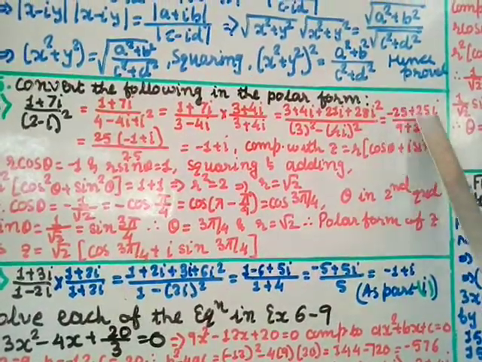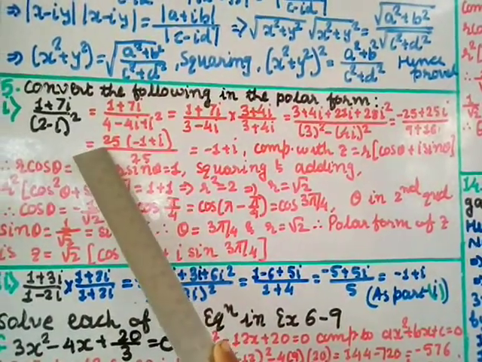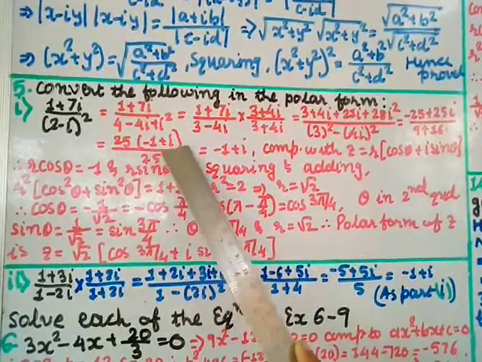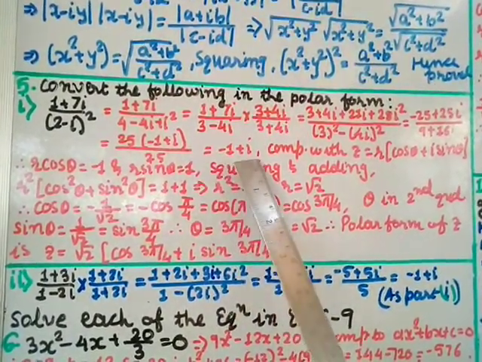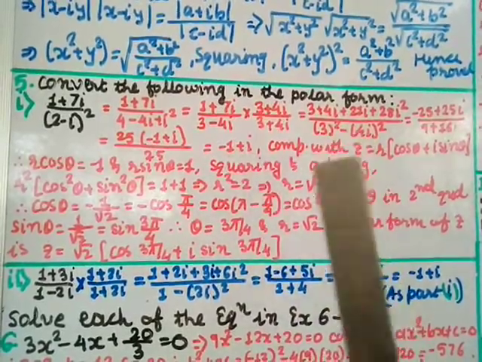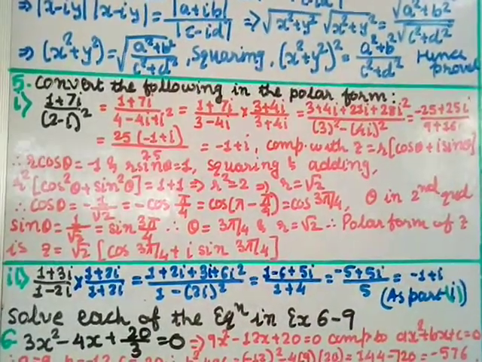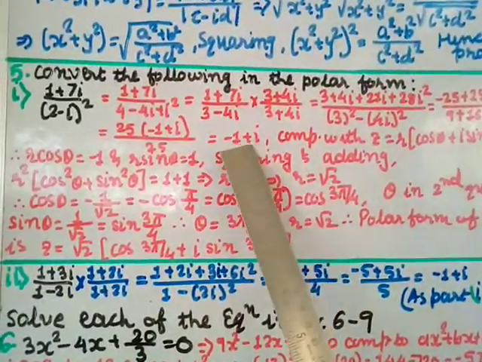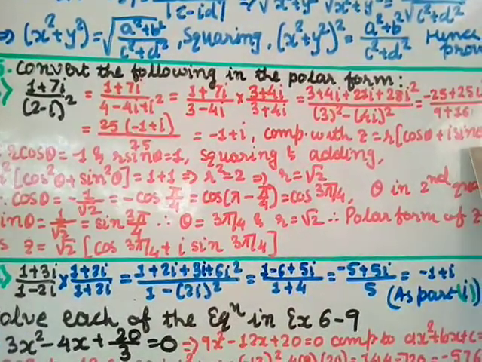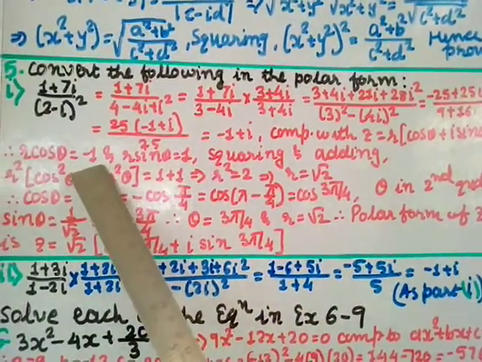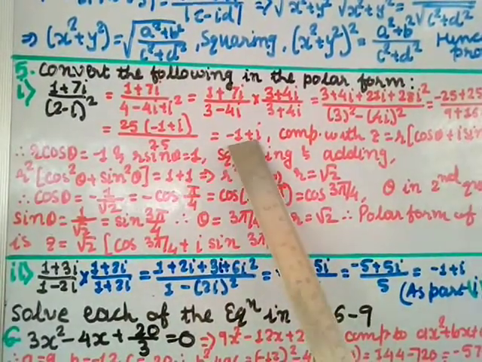Now from here, in the numerator I can take 25 common. So you get minus 1 plus i, and the denominator sum is 25. You can cancel, so you get minus 1 plus i. Now compare this with the polar form, because you have to convert into polar form. So comparing with the polar form, that is z equal to r(cos theta plus i sin theta), r cos theta is minus 1 and r sin theta is plus 1.